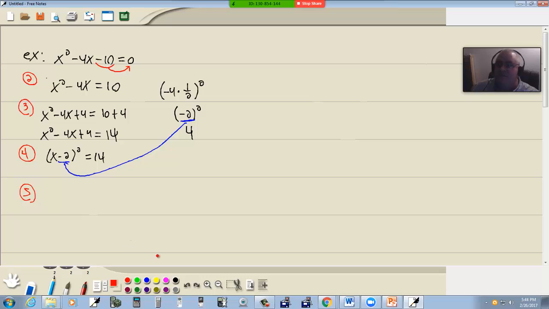Step 5, use the square root property to solve for x. We got something squared equal to something else, so we'll drop our squared, and we'll put a plus or minus square root around the other side. Now we can't simplify the 14. 14 is 2 times 7. But we can solve for x, so I'll take the negative 2 over. Then we got x is equal to 2 plus or minus square root of 14.